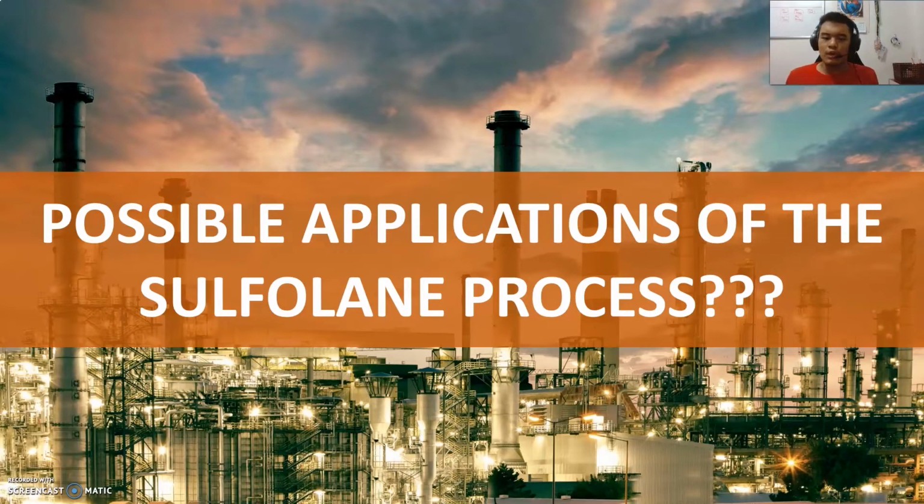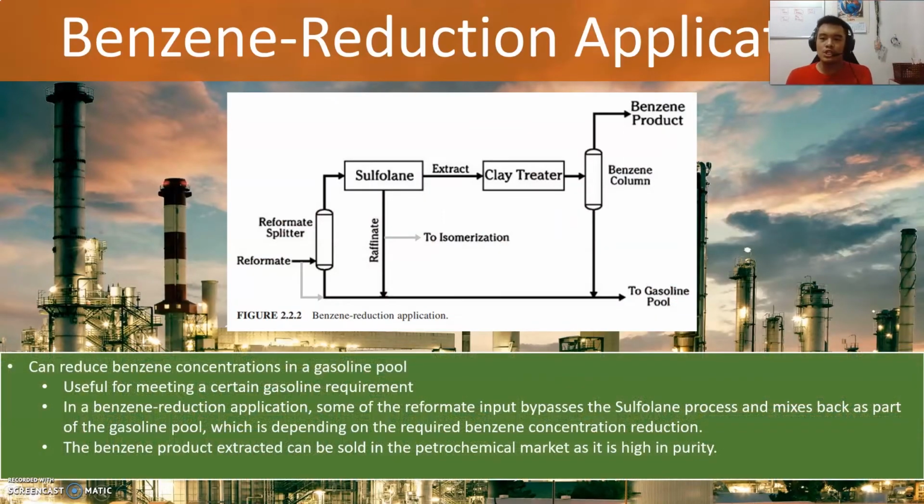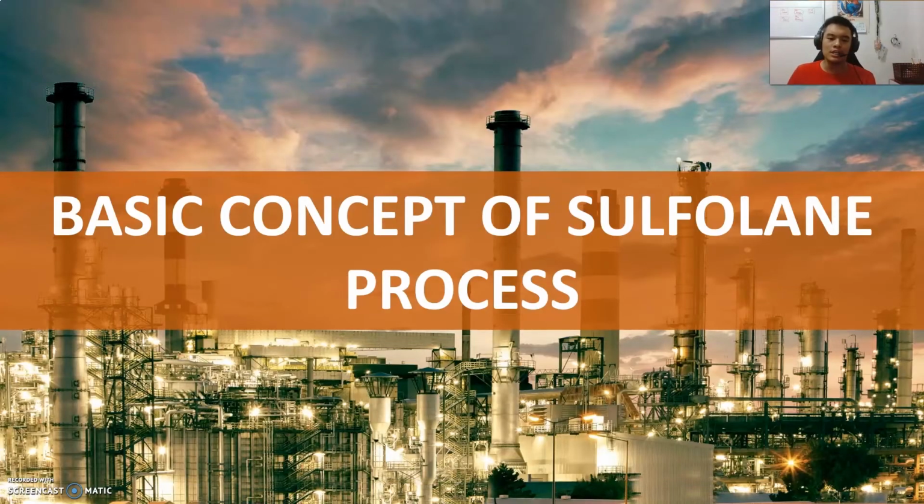We also need to know what the different possible applications of this sulfolane process are. Well, it can be used as a benzene reduction application, where it can reduce benzene concentrations in a gasoline pool, useful for meeting a certain gasoline requirement. In a benzene reduction application, some of the reformate input bypasses the sulfolane process and mixes back as part of the gasoline pool, depending on the required benzene concentration reduction. The benzene product extracted can be sold in the petrochemical market as it is high in purity.